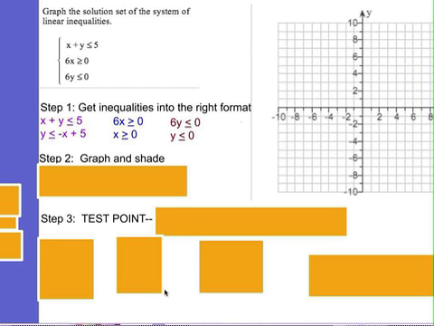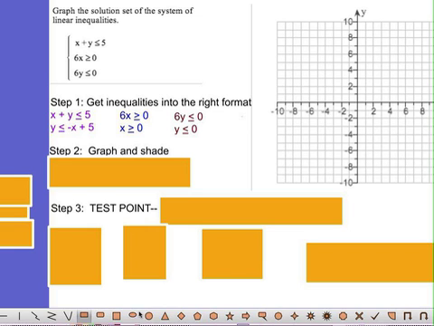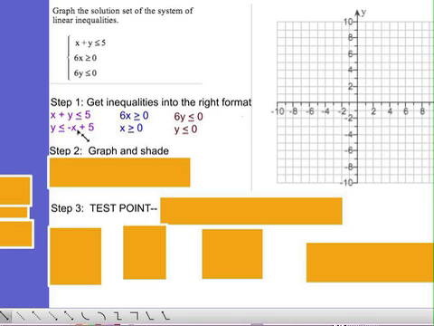Our next step is to graph our lines. The first, second, and third inequality all have equal marks. Therefore, we are only going to use solid lines, and I am going to match the colors with the equations. So this first equation I'm going to do in purple.